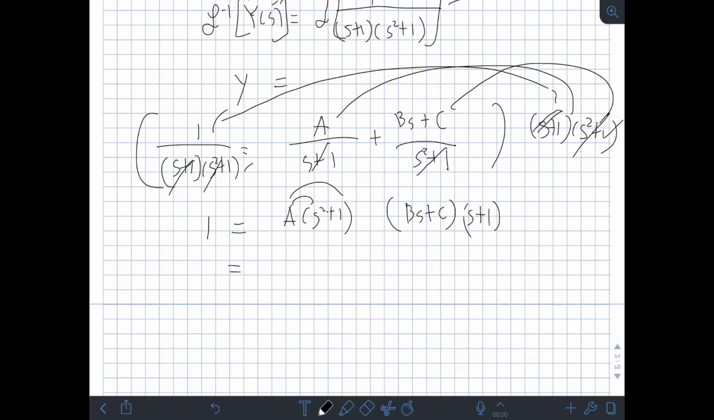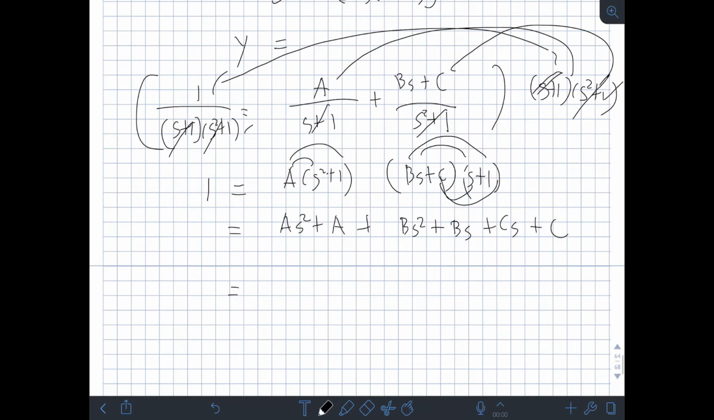So, distribute ko si a, magiging a s squared plus a plus, ito, binomial, FOIL, b s squared plus bs plus cs plus c. Tapos, gather natin yung mga similar terms. So, sa s squared, meron tayong a plus b quantity squared plus sa s, meron tayong b plus c quantity times s, and then sa constant, meron tayong a plus c equals dito sa 1.